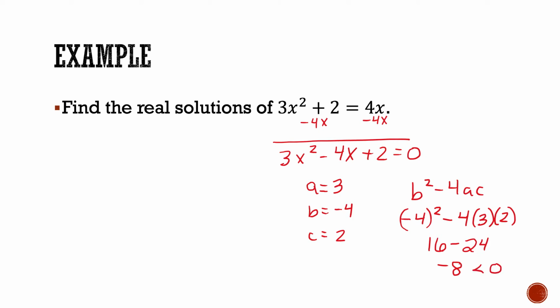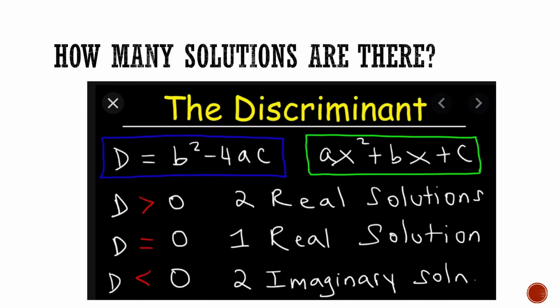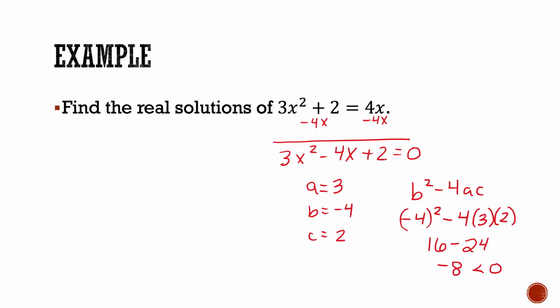So what that tells me, if my discriminant is less than 0, it tells me that I have 2 imaginary solutions and no real solutions. So the problem says to find the real solutions, which I can now say that this particular quadratic equation has no real solutions. And I don't even have to do the quadratic formula because I already know that there aren't any real solutions to this particular problem.